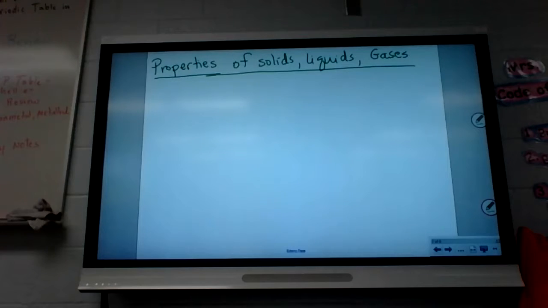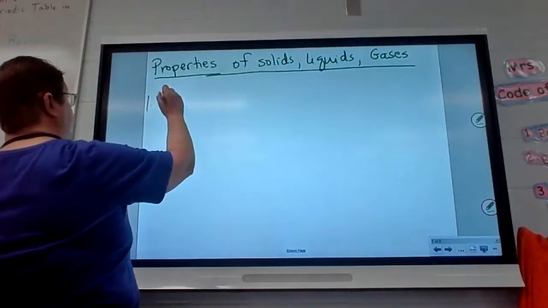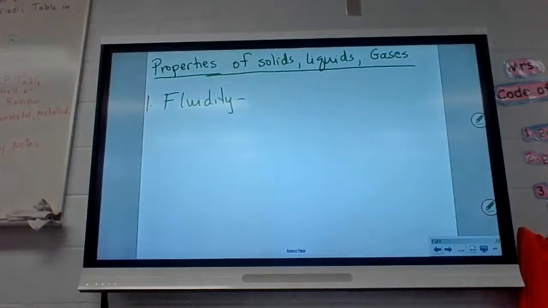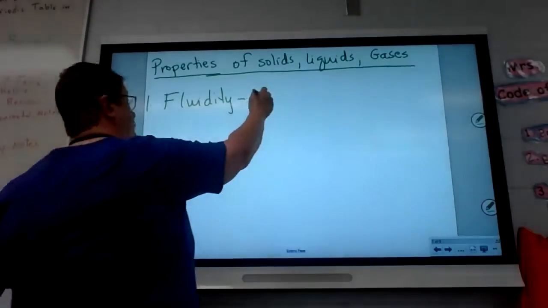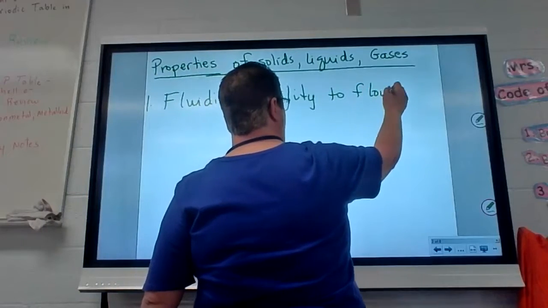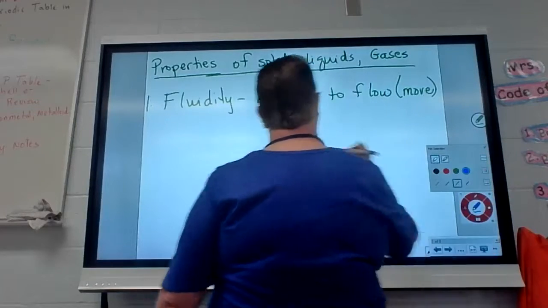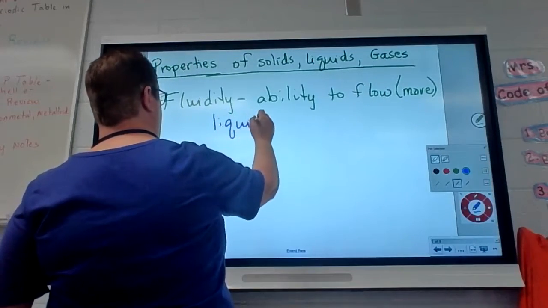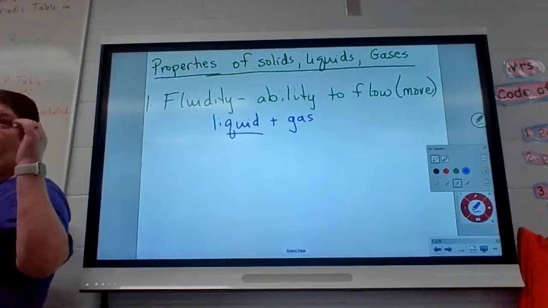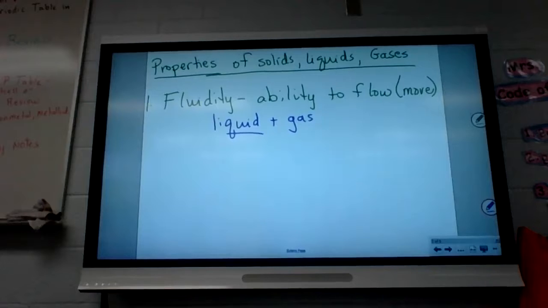All right, now fluidity. What is fluidity? It's the ability to do what? To flow, or move. What states have the ability to move? Liquid and gas. We already wrote this. Liquids and gases have the ability to flow. Add liquids to what you know. Liquids and gases both have that ability.